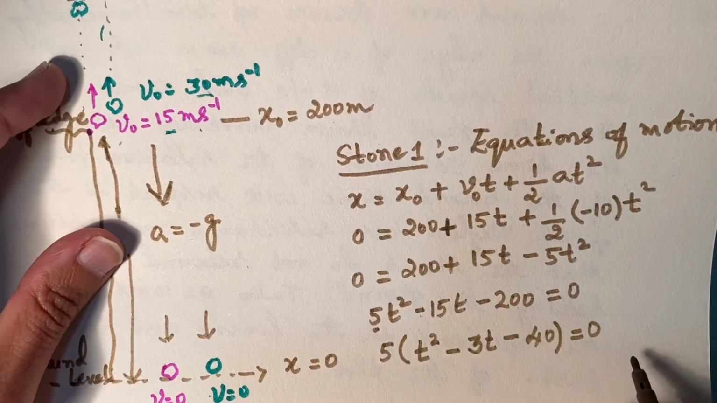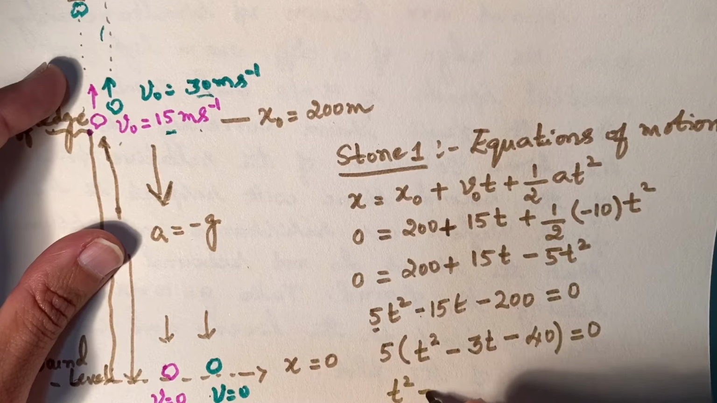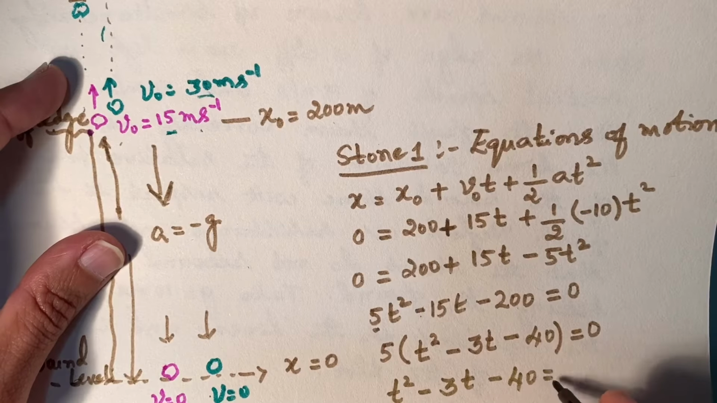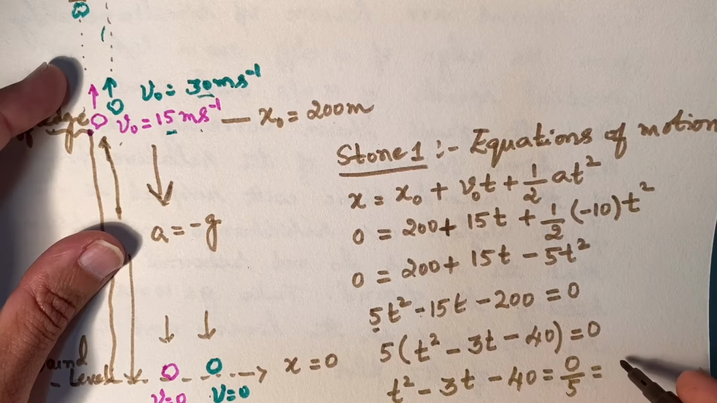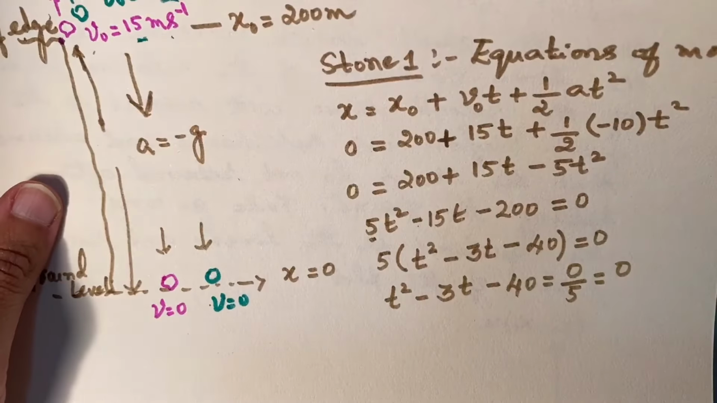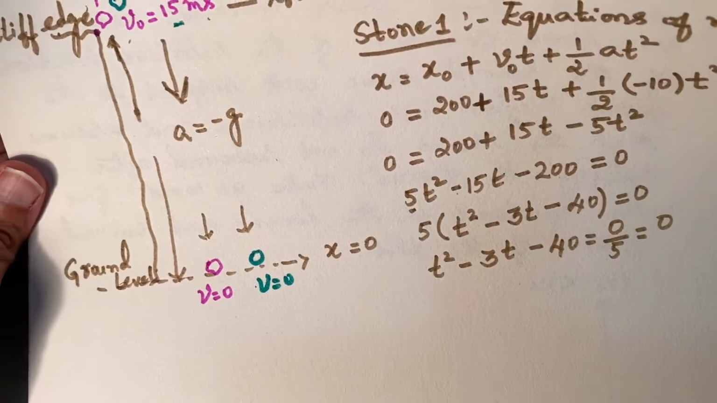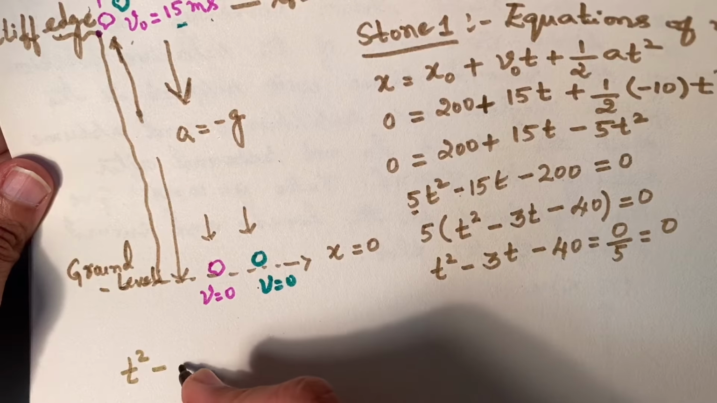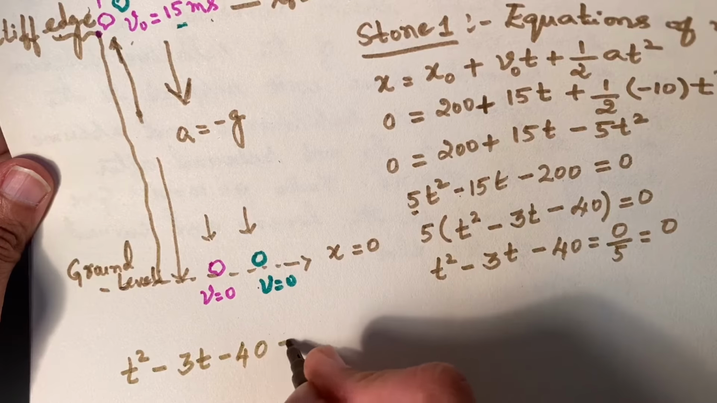Now I bring this 5 on the right hand side. So the equation would now be t square minus 3t minus 40 is equal to 0. When it comes on this side, it becomes divided by 5, and 0 divided by anything is 0. So you have an equation for stone 1, right? I'll write it here. So the equation is t square minus 3t minus 40 is equal to 0.